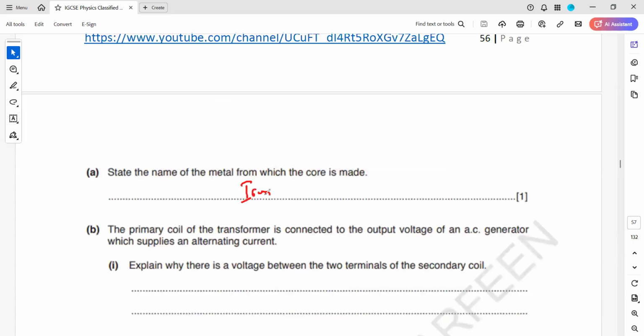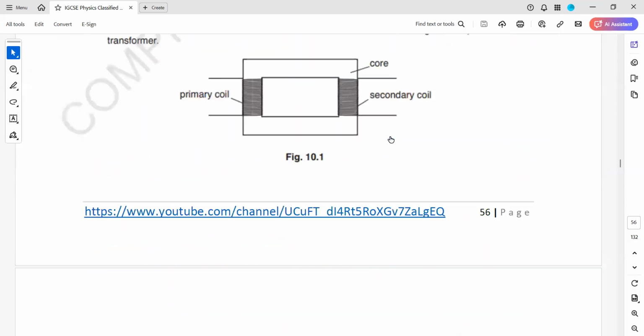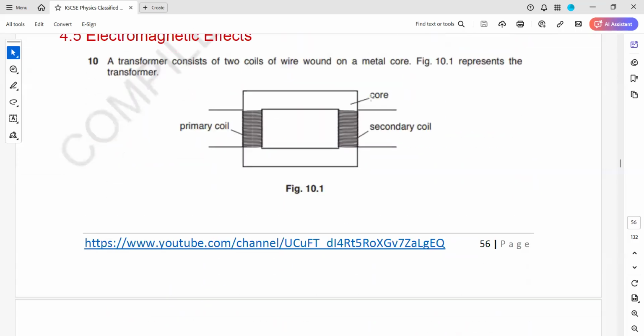The primary coil of a transformer is connected to the output of an AC generator, which supplies alternating current. Explain why there is a voltage between the terminals of the secondary. So here you have 3 marks. Because of magnetic... they said all those 3 points, yeah, all the 3 points.